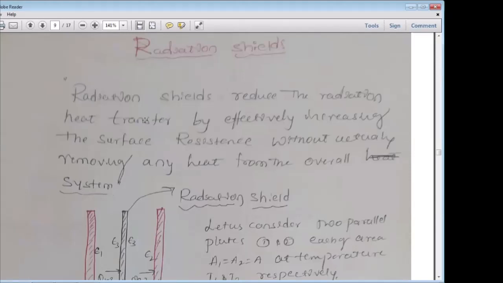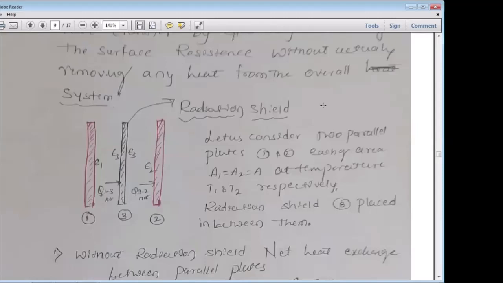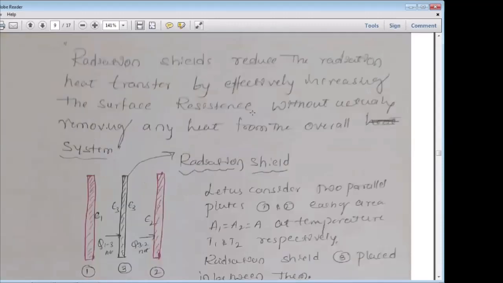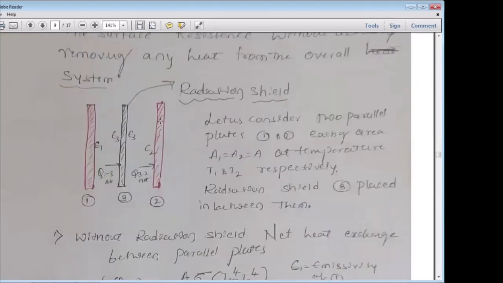Radiation shield reduces the radiation heat transfer by effectively increasing the surface resistance without actually removing any heat from the overall system. Suppose this is the overall system. This is plate 1, and this is plate 2. The radiation takes place from plate 1 to plate 2.